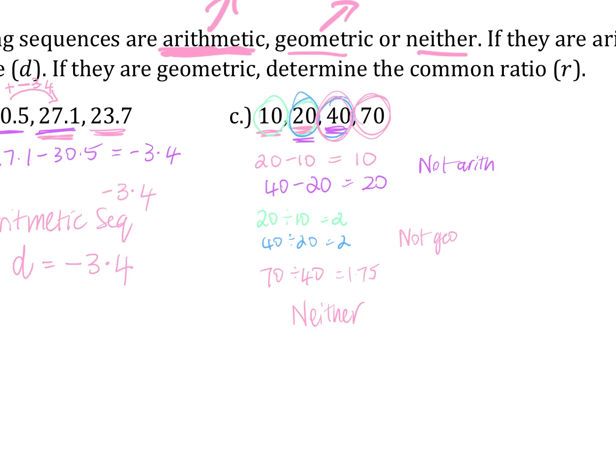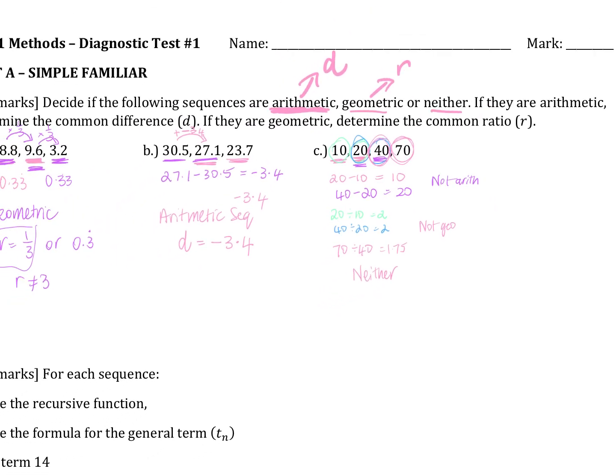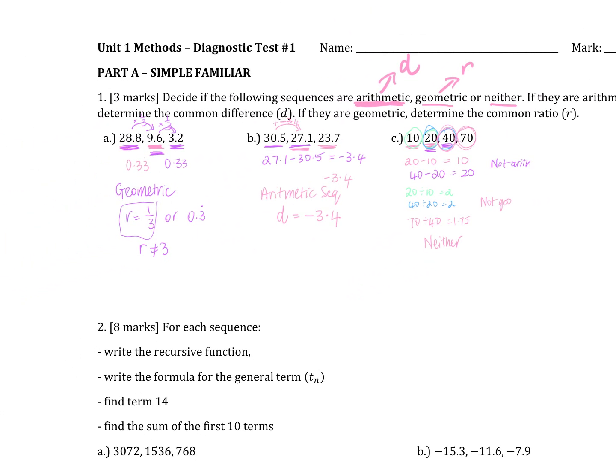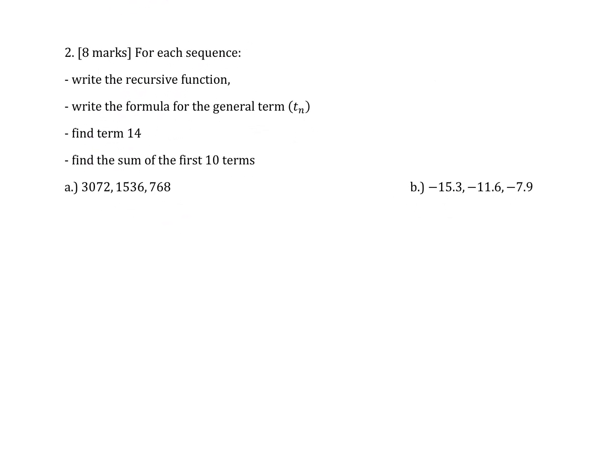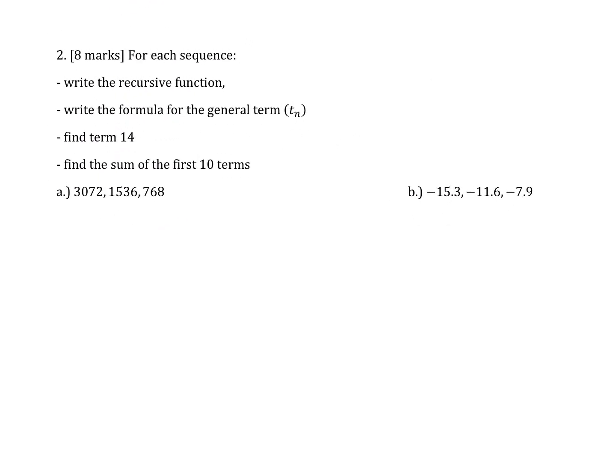1 mark each for those. In order to get the mark, you needed to correctly identify it and then also correctly identify the D or the R. Okay, this next question here was meant to be a simple question, but there were loads of problems with it. So we've got some sequences here. We've got to do these 4 things.